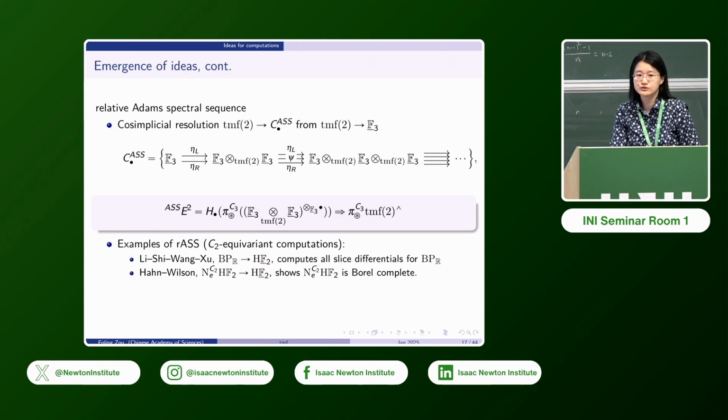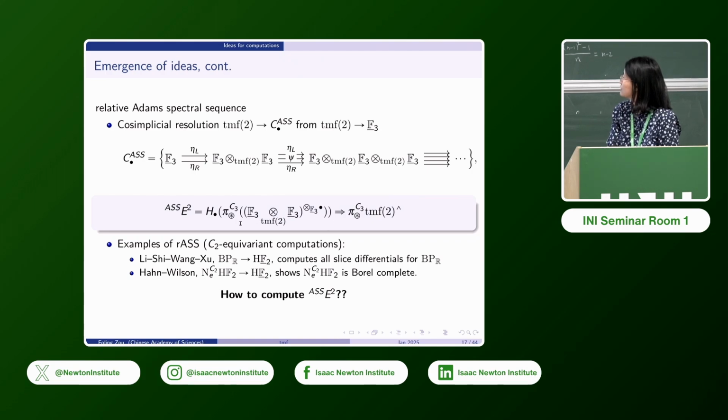And this kind of spectral sequence has been used earlier in C2 equivariant computations by Li, Shi, Wang and Xu on this C2 BPR mapping to HF2, and they used this to compute all slice differentials for BPR. It turns out there's a match of differentials here and differentials there. And also by Han and Wilson, where they considered the norm of HF2 to HF2, and they showed that the norm of HF2 is Borel complete by analyzing the spectral sequence. So now back to our problem.